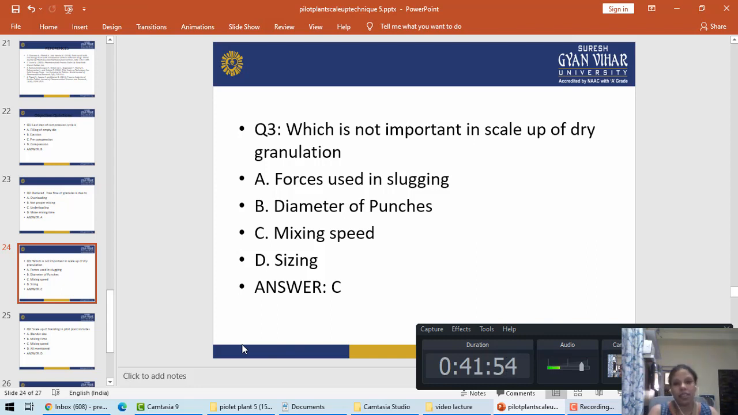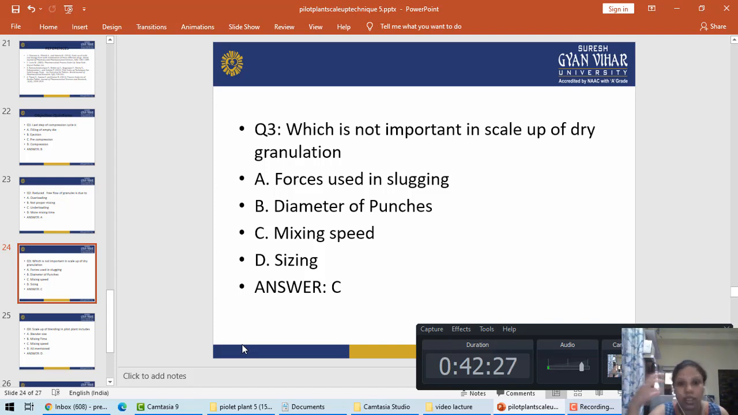Okay, so the next question is which is not important in scale up of dry granulation. We have discussed that there are wet granulation, dry granulation, and direct compression. If we are talking about dry granulation, the force used in slugging is the first step, then diameter of punches, mixing speed, and sizing. Which of these is not important? So force used in slugging is the first step.